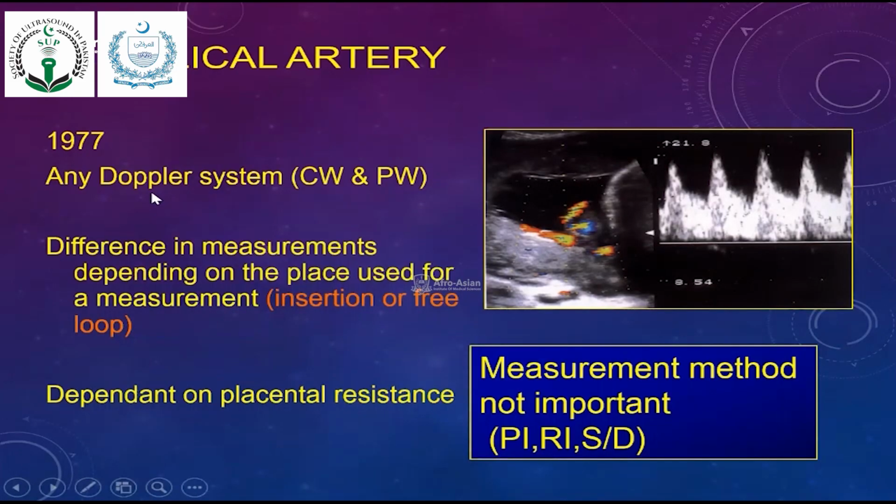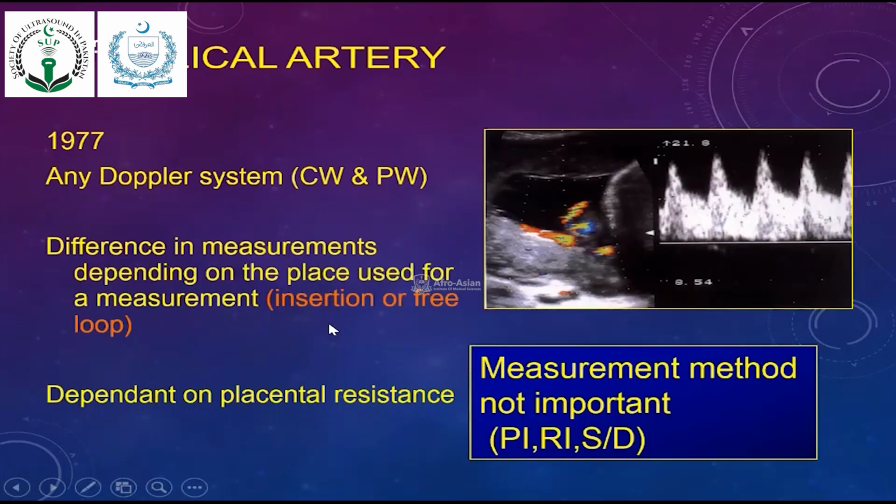In 1977, any Doppler system like CW and PW showed differences in measurements depending on the place used for the measurement, insertion or free loop. So in 1977, we had no Doppler. It was introduced in the 1980s, early 80s. So we were relying on biometry and grayscale measurements. Then we got CW and PW.